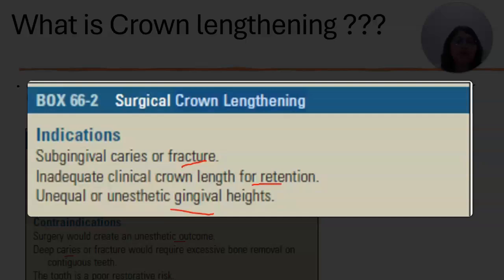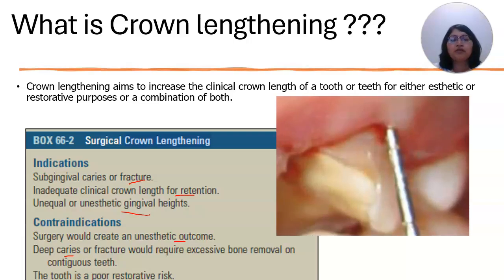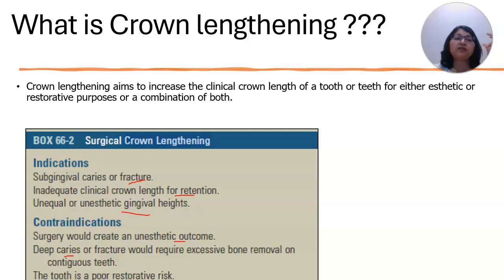Indications could be when you have some subgingival caries or decay or a fracture and you want to know the extent of that caries, if that tooth can be restored, how deep the fracture is. Usually you would know if you can save the tooth in a case of a fracture, but sometimes you see a fracture line that you think is not going really deep and the tooth can be saved, and that could be a good indication for crown lengthening. When you have inadequate crown length for retention, that's again a very good indication for saving the tooth, because you are trying to give a crown and you think that the tooth can be saved.